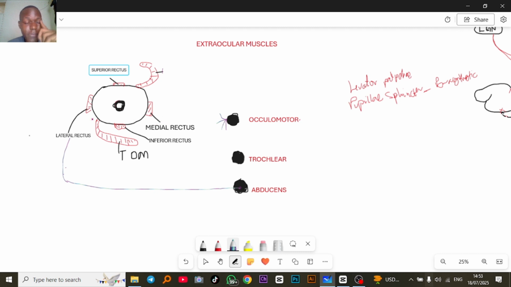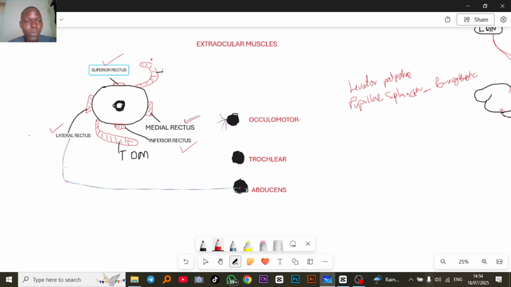The medial rectus will just move the eye medially, like that. Whereas the lateral rectus will move the eye laterally, like that. So this is medial movement of the eye, whereas the lateral rectus is for lateral movement of the eye. How about the superior rectus? To move the eye upwards, whereas the inferior rectus moves the eye downwards.